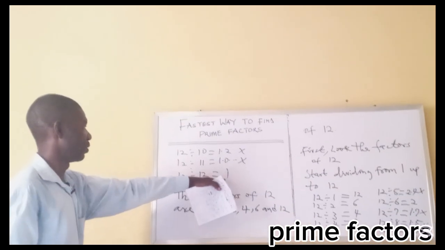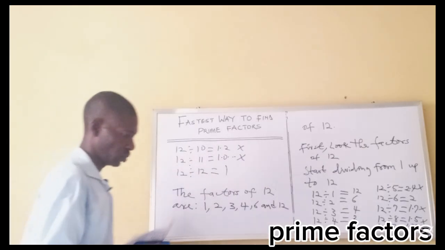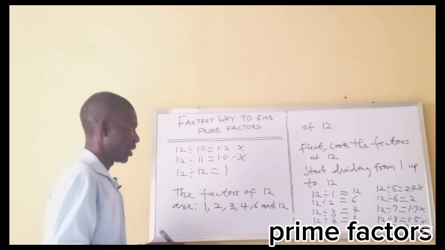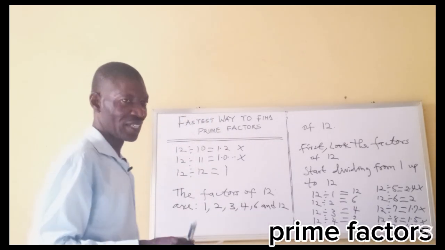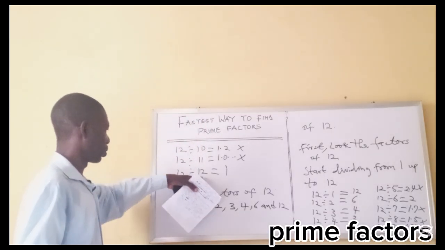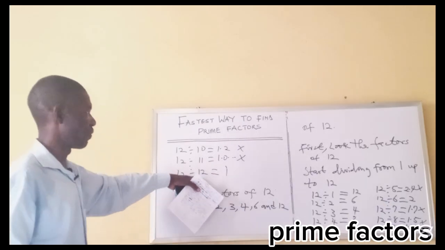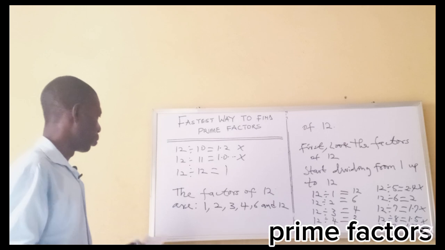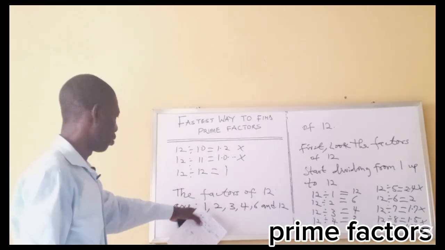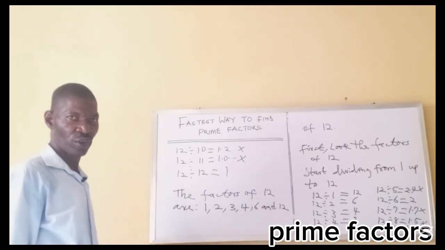Look at this, 12 divided by 12 gives us 1. So 12 is also a factor of itself. Note that 1 is a factor of any number, and a number is a factor of itself. This is what I mean by that. 12 divided by 12 gives us 1. So 12 is a factor of itself. So we have gotten the factors of 12, which are 1, 2, 3, 4, 6, and 12. Hope you are following.